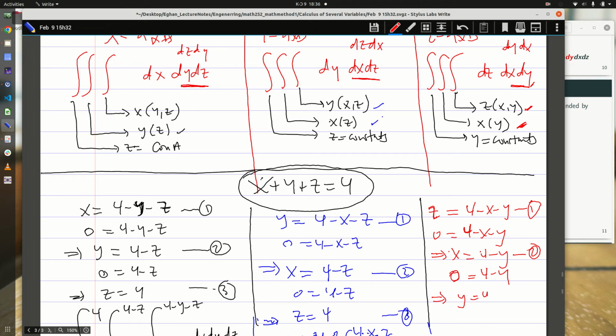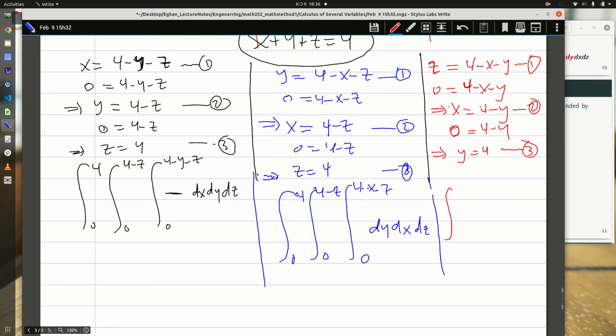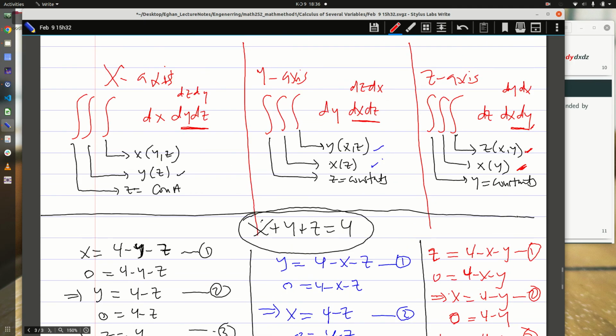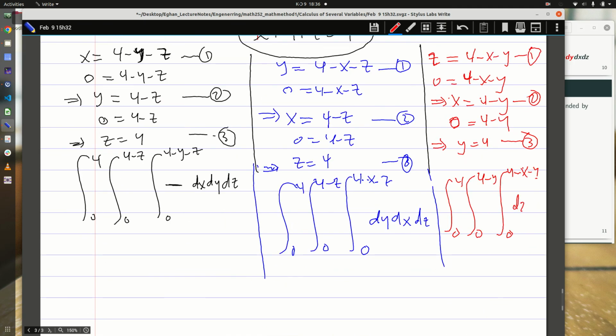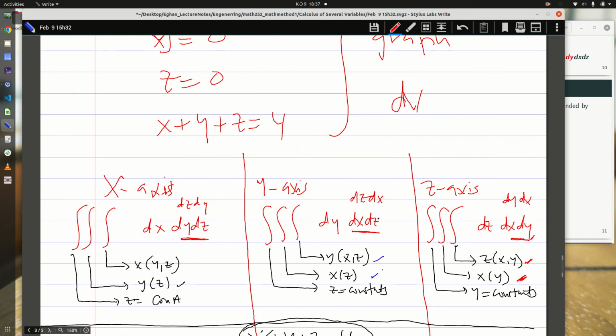as the third equation. Now I can write my triple integrals with their limits. So 0 to 4, 0 to 4 minus y, and then 0 to 4 minus x minus y. This is the z, dx dy. And this is how you obtain your limits of integration for general regions. You must know which of the regions you are slicing through and then write it out. So I'll take the next example in the next video.